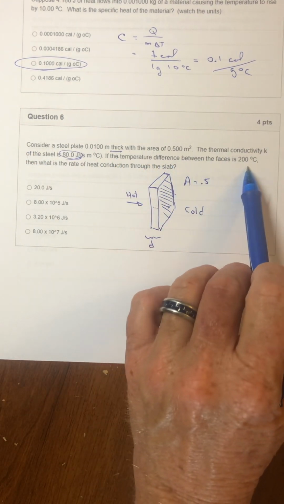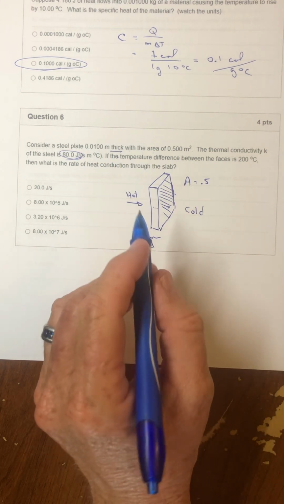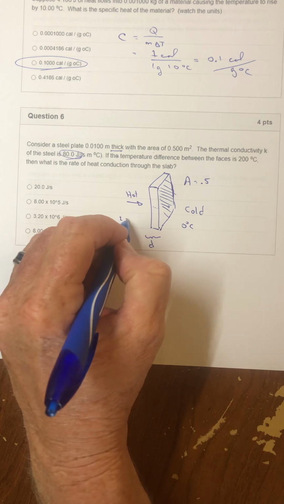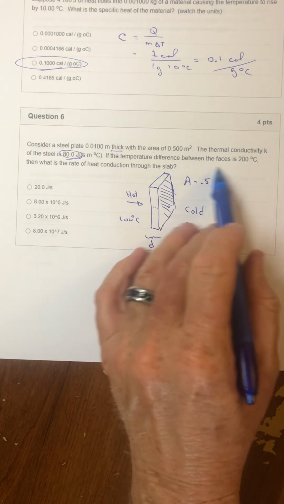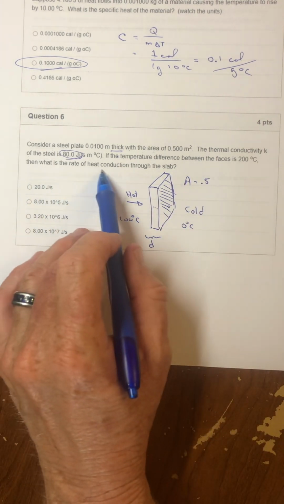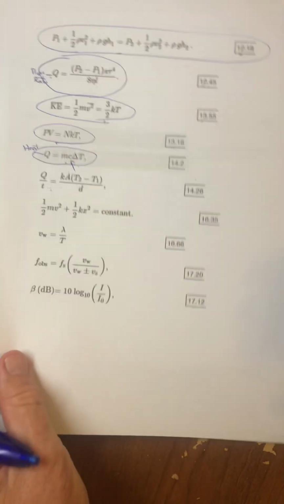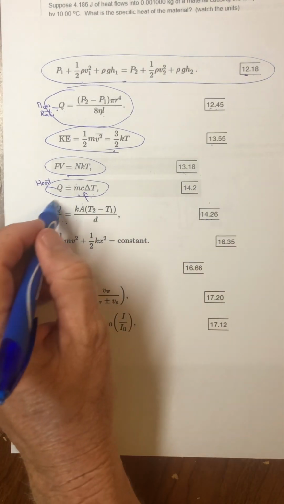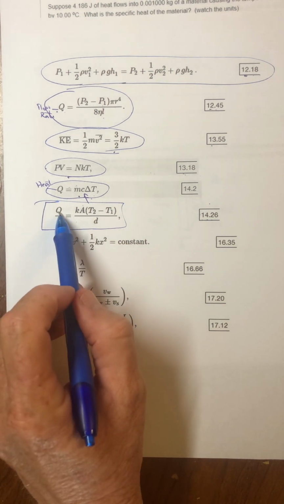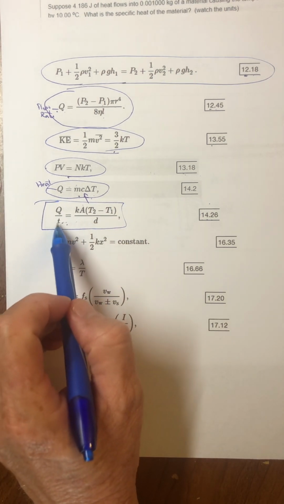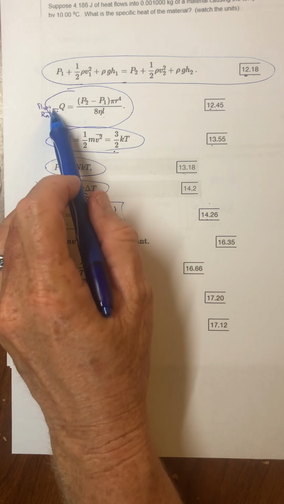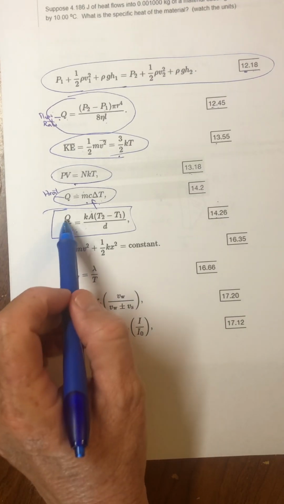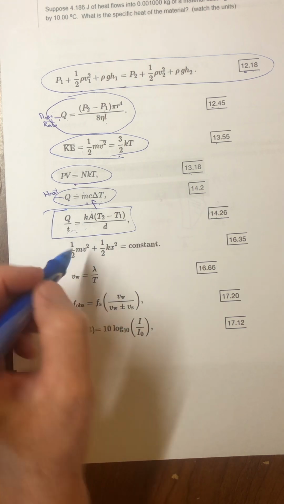If the temperature between the two faces is 200, so we really don't know what these values are, but I'll just say 0 degrees and 200 degrees, so there's a difference of 200 degrees, then what is the rate at which it flows? This is our next equation, equation 14.26, the flow rate, heat per time. Not, again, to be confused with the fluid flow rate, but this is the heat flow rate. So Q is the heat, so when you divide it by time, it's a flow rate.